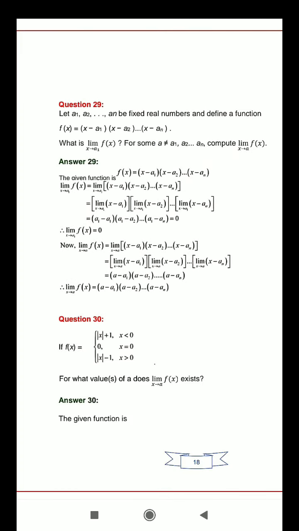Now come to question number 30. It's asking for what values of a does the limit x tends to a of f(x) exist? This is one of the important questions. For what value of a does the limit x tends to a of f(x) exist? Means we have to find all the values of x for which this limit exists.